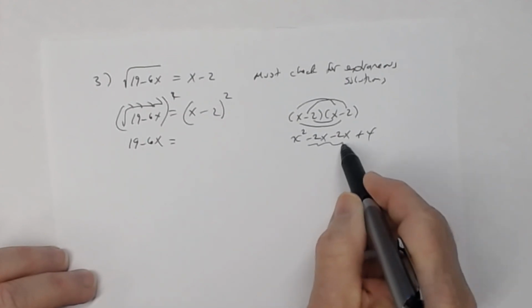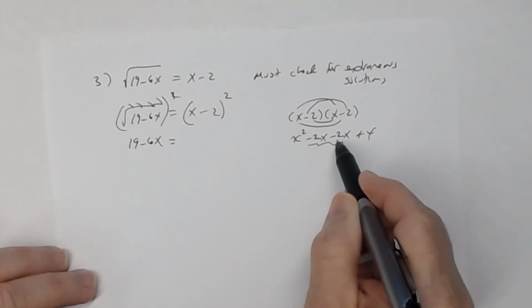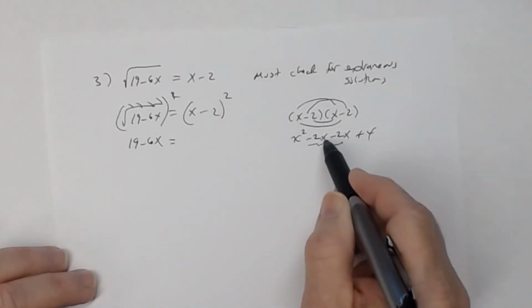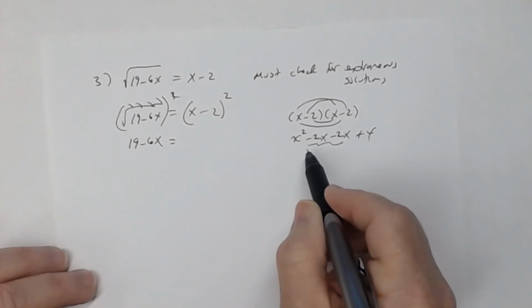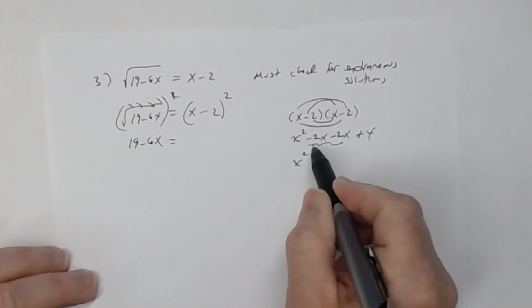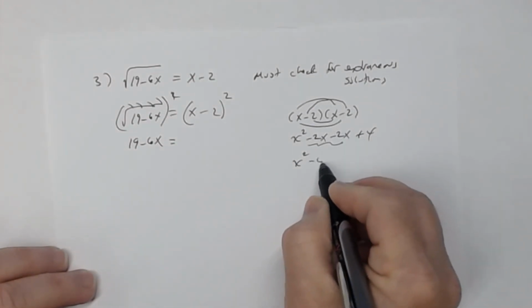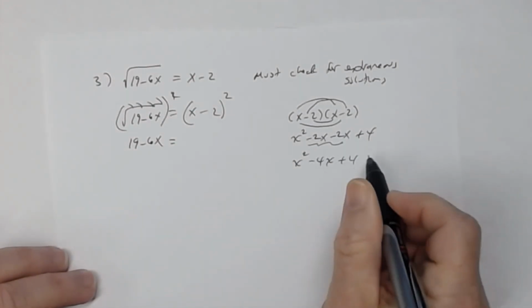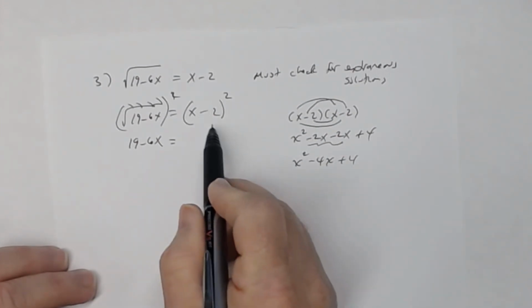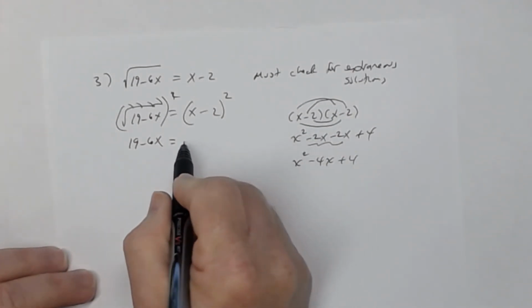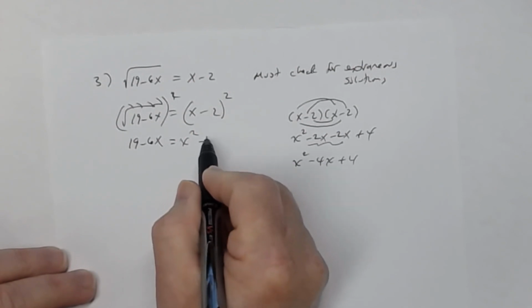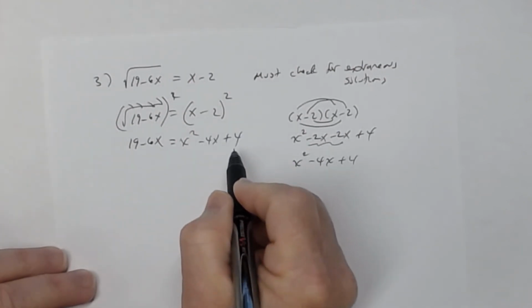And then combining like terms, these are like terms here. They both have the variable x raised to the first power, so those are like terms. I get x squared. A negative 2x and another negative 2x is a negative 4x, and then plus 4. So this trinomial is now going to go here. So x minus 2 squared is x squared minus 4x plus 4.